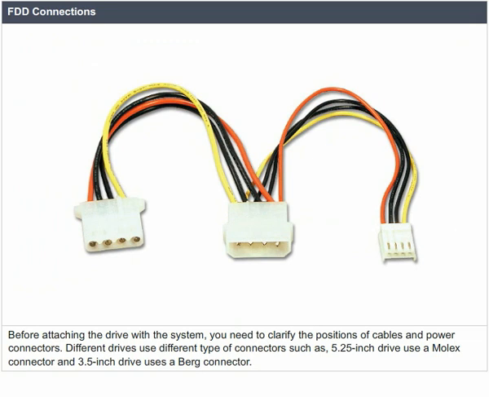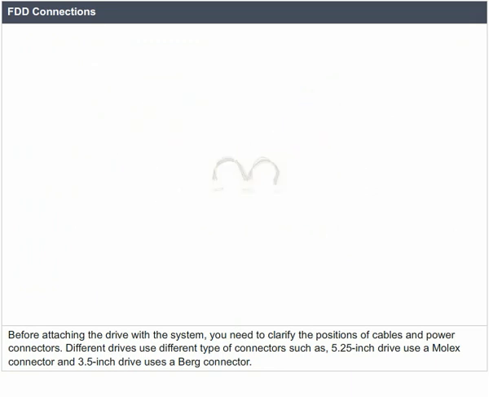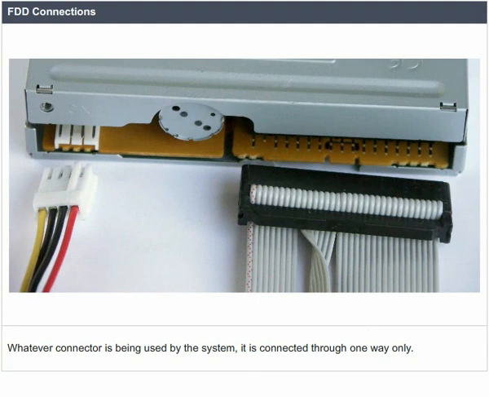Before attaching the drive to the system, you need to clarify the positions of cables and power connectors. Different drives use different types of connectors, such as a 5.25-inch drive uses a Molex connector and a 3.5-inch drive uses a Berg connector. Whatever connector is being used by the system, it is connected in one way only.